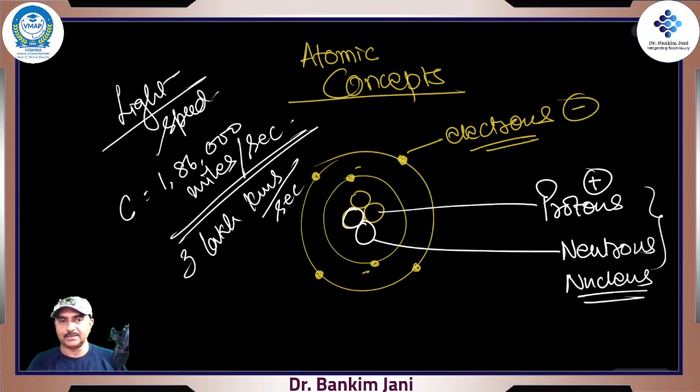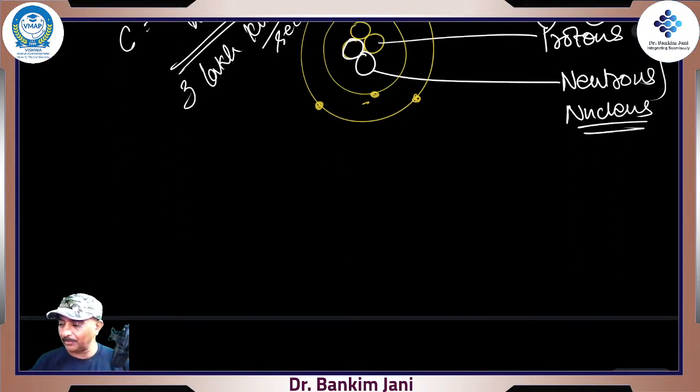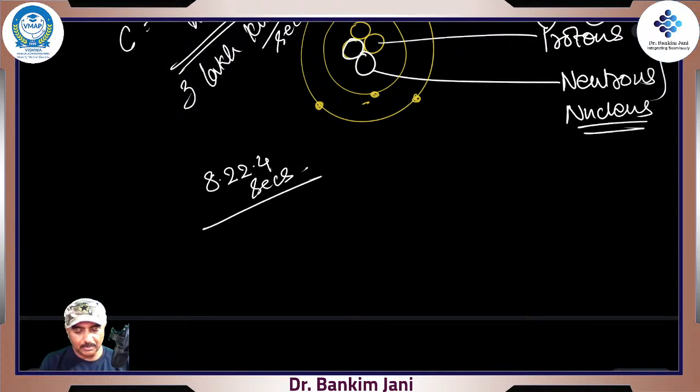This is the unit which is used in, say, astronomy, space science, when you want to measure the distance between the stars. So the practical implementation: the moment you see, wow, such a beautiful sunrise, no, forget about it, right? The sun rose 8 minutes and 22.4 seconds before. This is the distance, 8 minutes and 22.4 seconds before.